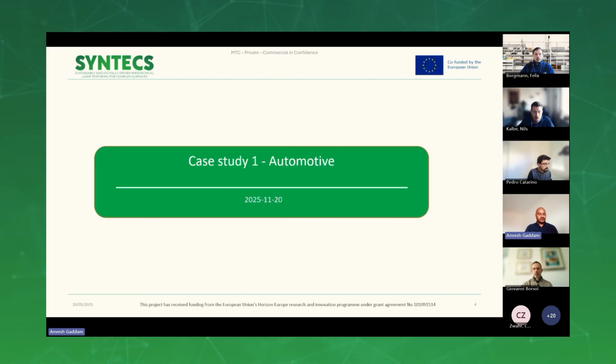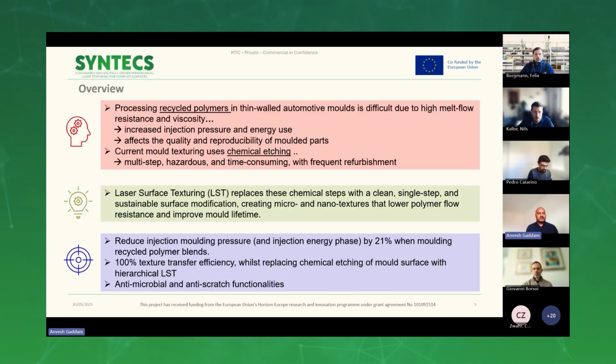So the first case is the automotive use case. In general, the challenge with recycled polymers when we are injection molding comes from the high melt flow resistance. There is a demand to reduce the melt flow resistance because, with the particular additives in the recycled polymers, the high melt flow resistance increases injection pressure, and therefore the energy usage in injection molding will be increased.